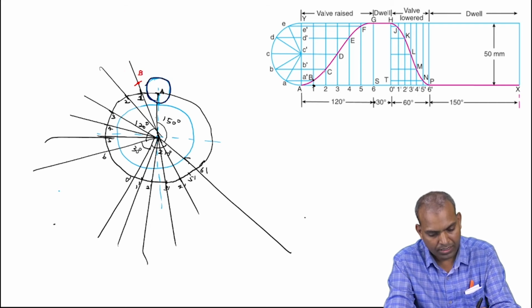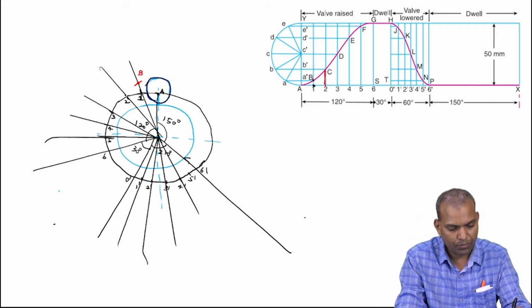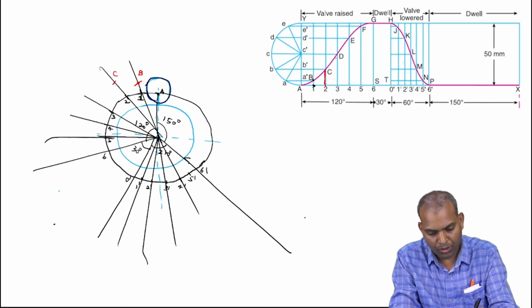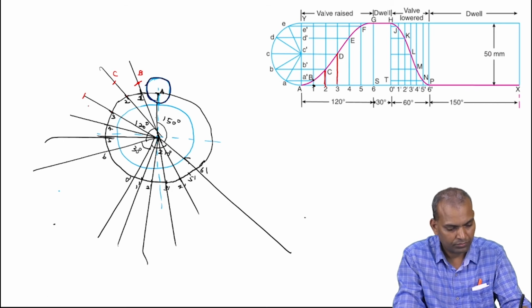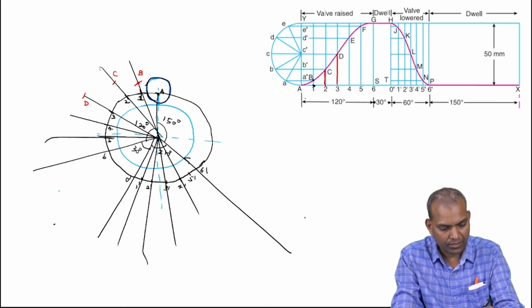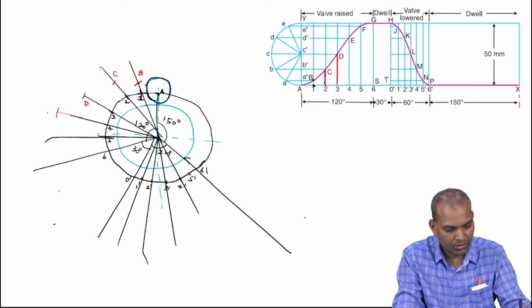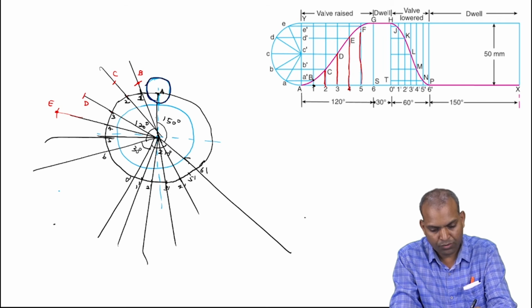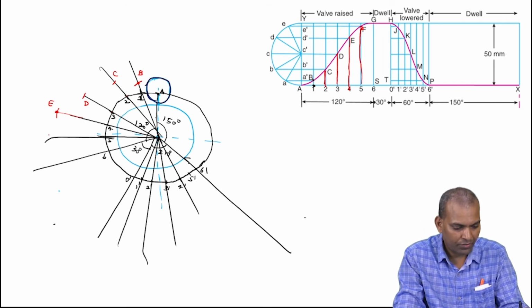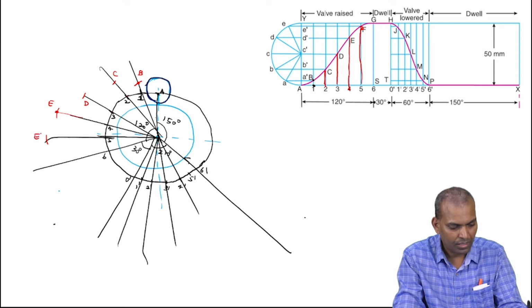This is B. Next, 2 to C. Take a vertical distance from point 2 to C. 3 to D. This is point 3 to D. Next, 4 to E. Take approximately, it becomes here. 5 to E. Mark here from 5 to E. Then 5 to F. This is the 5 to F.